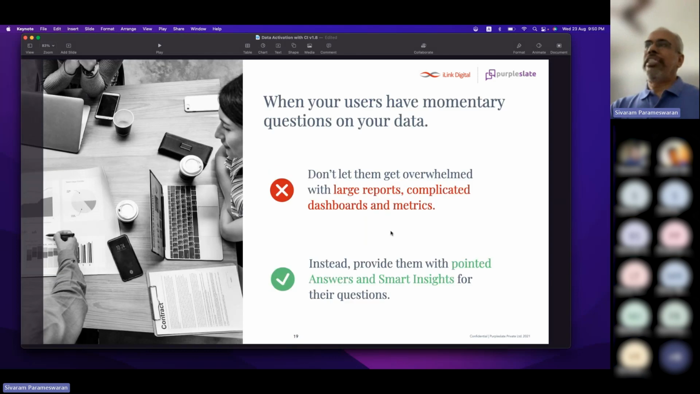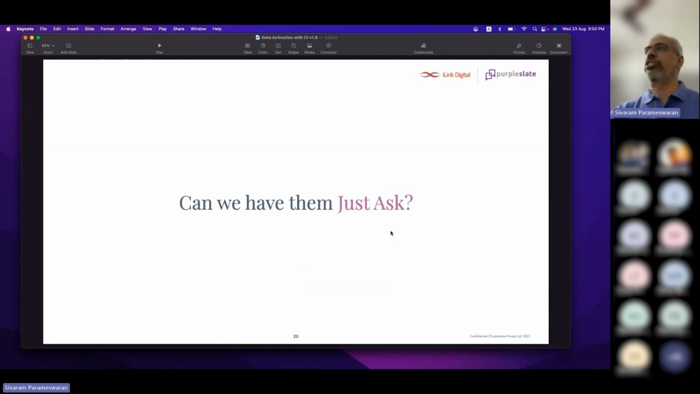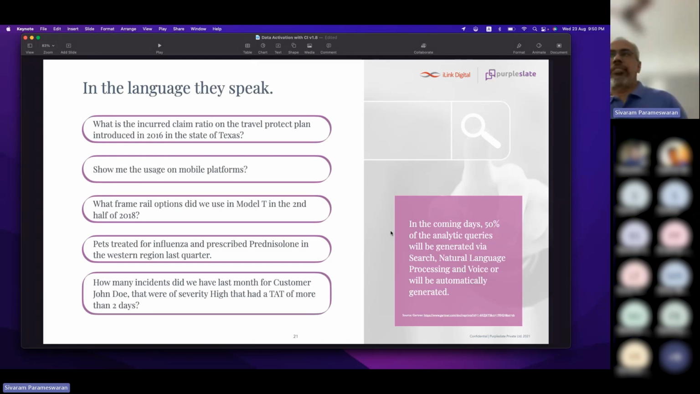So basically, we're saying when your users have momentary questions on data, rather than them looking at large reports, why can't they just ask the question? I've given some examples of these questions. These are all from users of the applications which we have built for some of our customers, in the engineering field or in the healthcare field and so on.